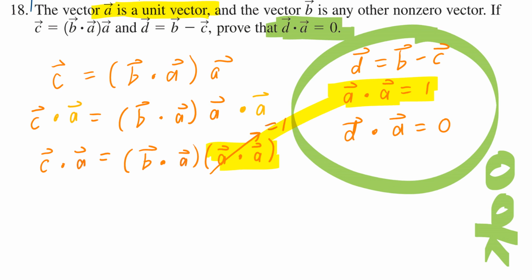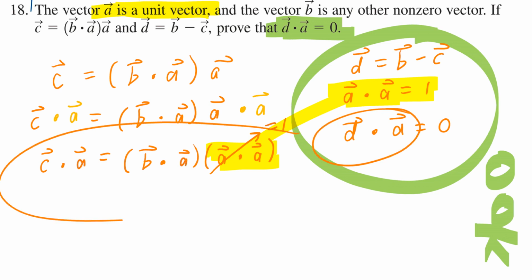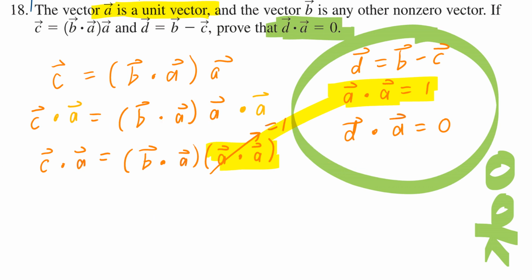Step number 3. Remember, our goal is to write vector D dotted to vector A. Right now, if you look at this, we don't have vector D, but we can create this simply by going back to the given and looking at the fact that vector D equals vector B minus vector C. Now, how do we go from here to the next line? You can isolate for vector B.